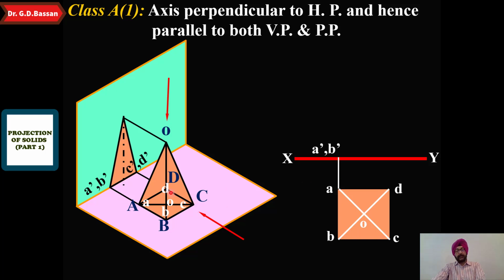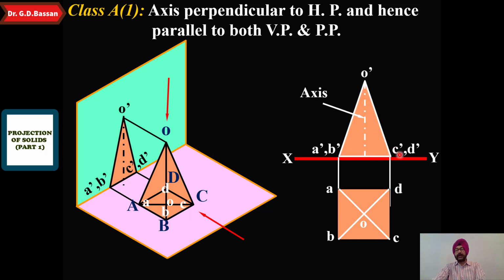C and D are on the same point, so C dash and D dash will be projected here. Okay, the axis is from O. We draw the projection, that will be your axis length, and depending upon the given dimensions of the axis length, mark point O dash here and join O dash with A dash B dash and O dash with C dash and D dash. So this is how we can get the projection when the axis is perpendicular to HP, and obviously it is parallel to VP as well as the profile plane.